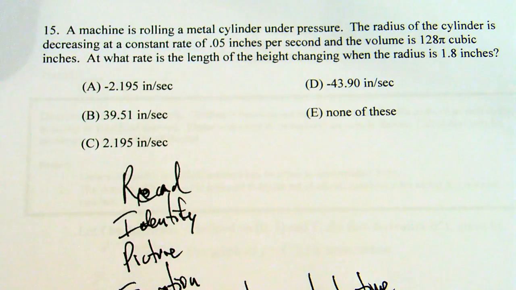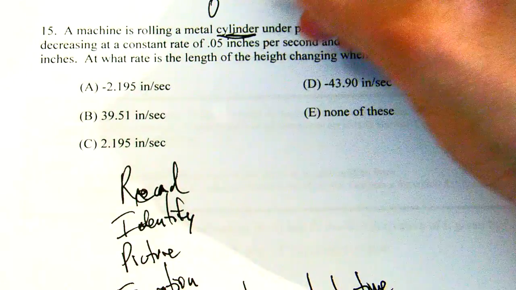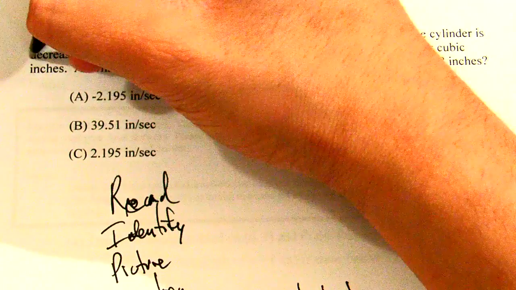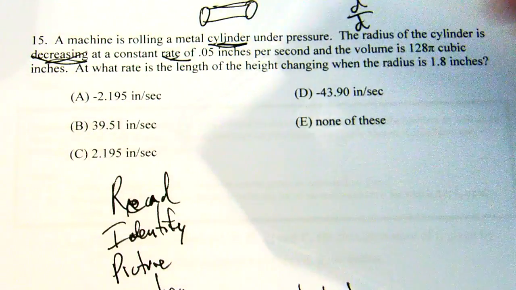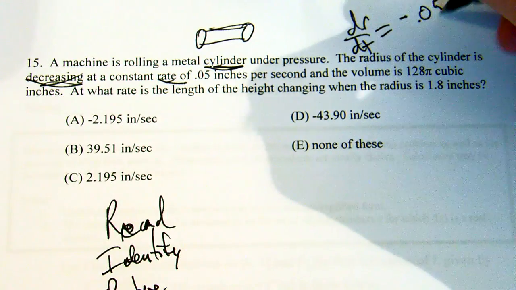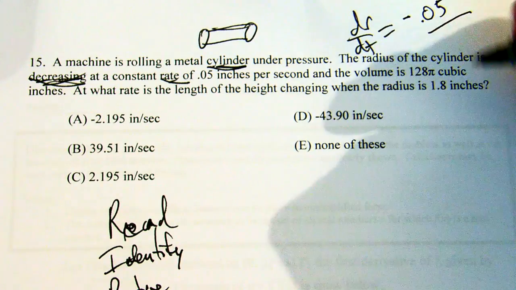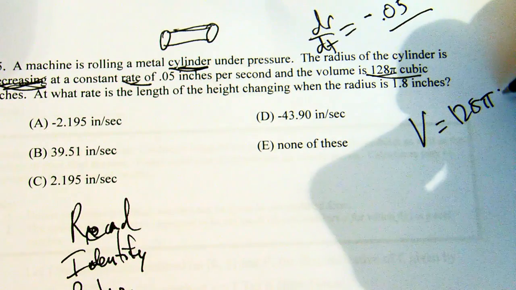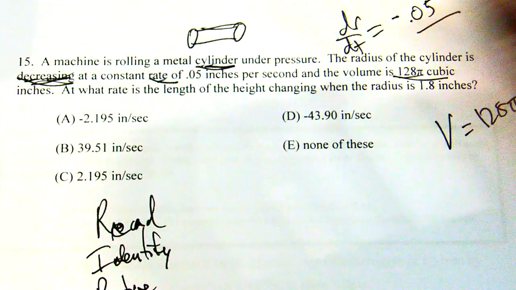Now that we've read it, we're going to identify our relevant variables. It says a cylinder, so we know what a cylinder is. It's basically like a Coke can, if you will, right? Under pressure. The radius of the cylinder is decreasing at a constant rate, so it's d/dt of the radius, so dr/dt is negative 0.05. It's negative because it is decreasing. The volume is 128 pi cubic inches, so V is 128 pi inches cubed. And notice, it's not a rate, it's just a volume.